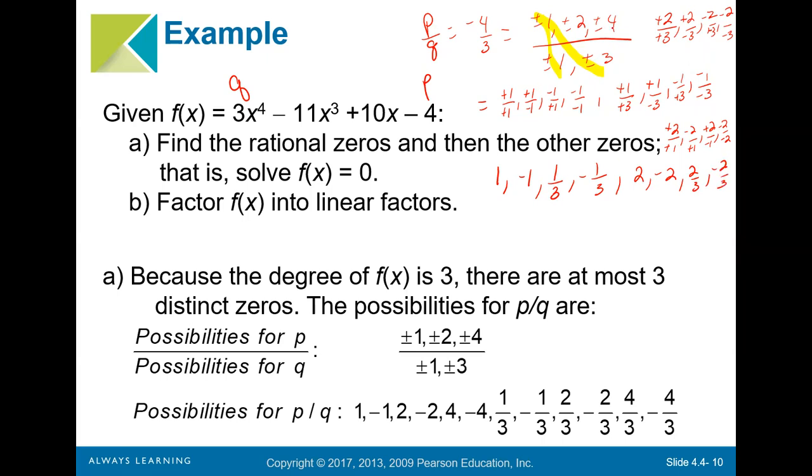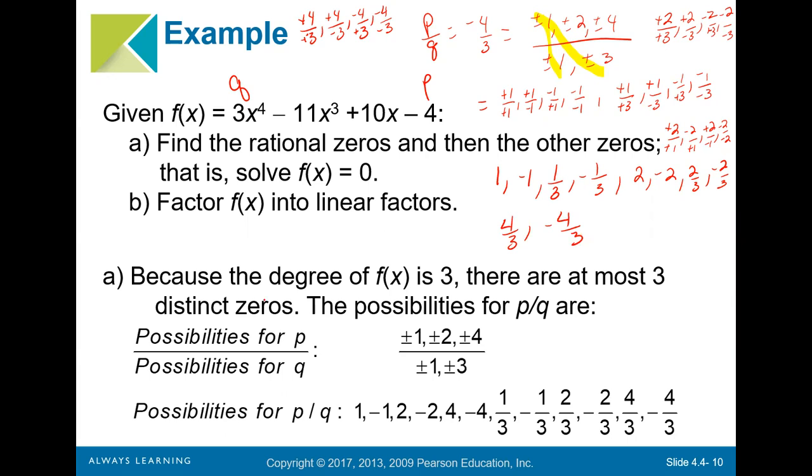Now our last one, we have 4 over 3. So let's try it out over here. Positive 4 over positive 3, positive 4 over -3, -4 over positive 3, negative over negative. Okay, so now I know I have a possibility of a positive 4/3 and a possibility of a -4/3.